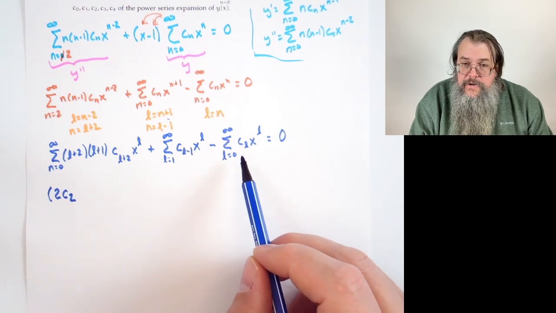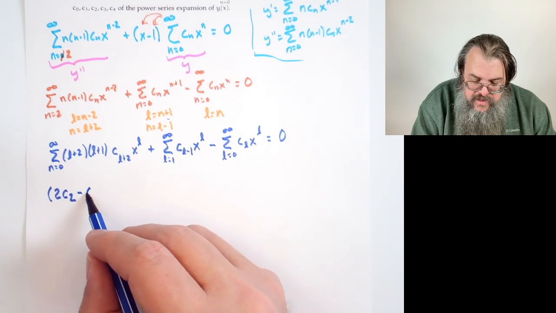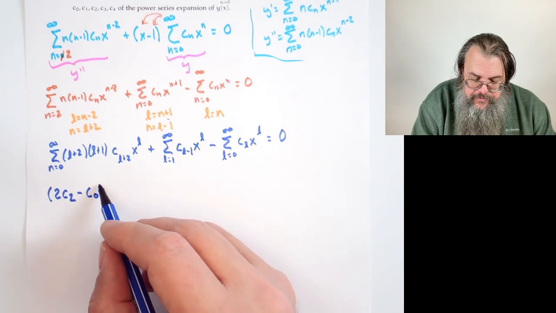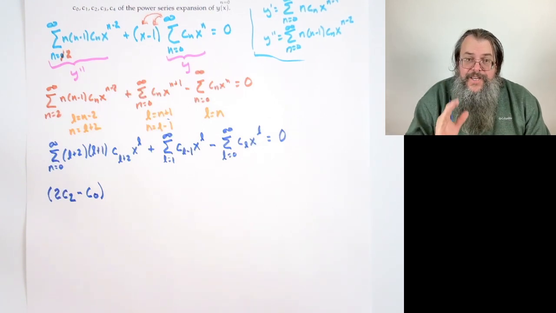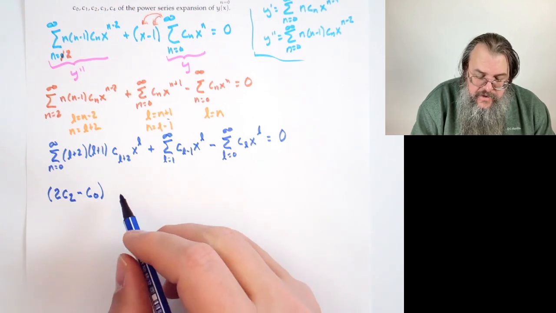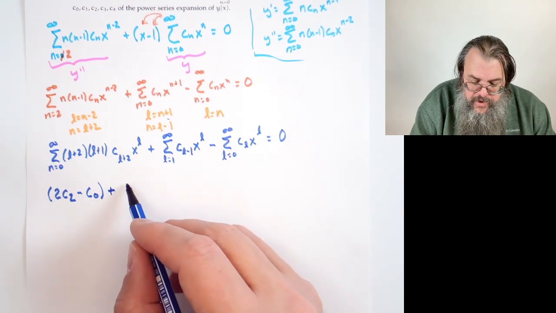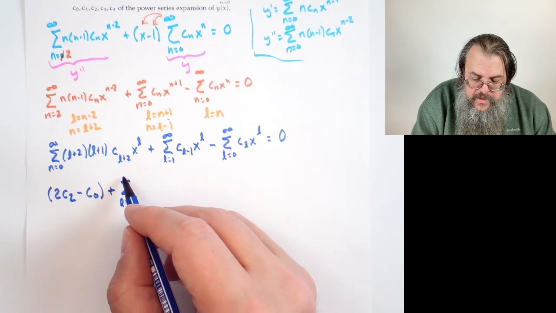Don't pull off anything. Here we pull off the 0 term. Subtract C0. Okay. Now, everything else starts at 1 after we pull off the first term. So we can put them all together into one sum.